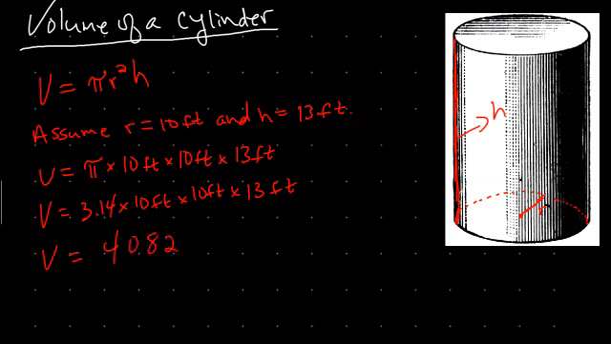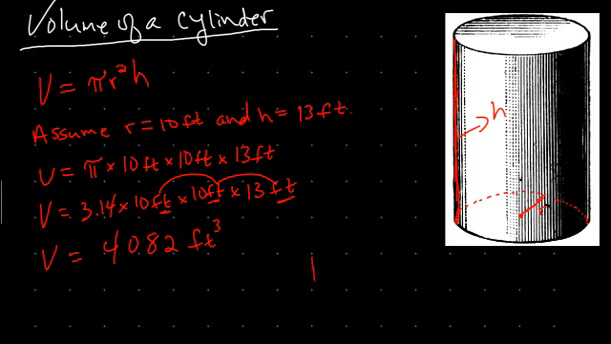And again, so we have 3.14, and that's just a constant. Here we have feet, feet, feet. We're multiplying feet times feet, square feet times feet, cubic feet. So if we had a right cylinder there, and it had a radius of 10 feet at its base and had a height of 13 feet, then it would hold 4,082 cubic feet.